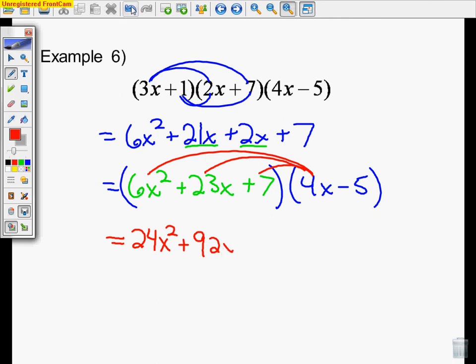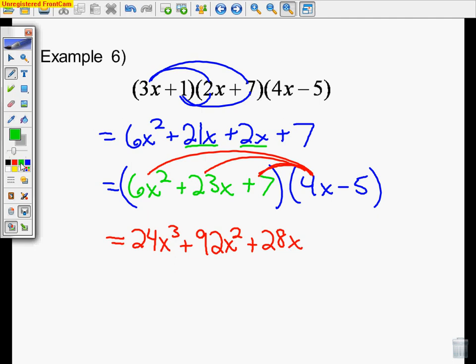I'm sorry, I'm making mistakes all over the place. That's x cubed. So plus 92x squared. And then 4x times 7. So 23x times 4x is positive 92x squared. And then we have this 4x times 7x. Excuse me, 4x times 7, which is 28x.